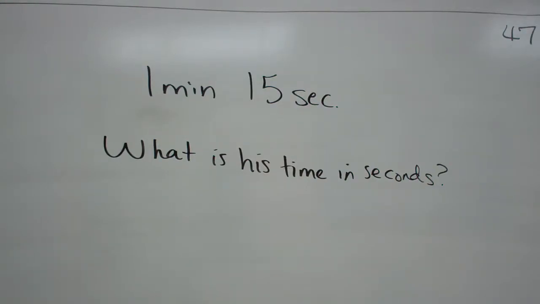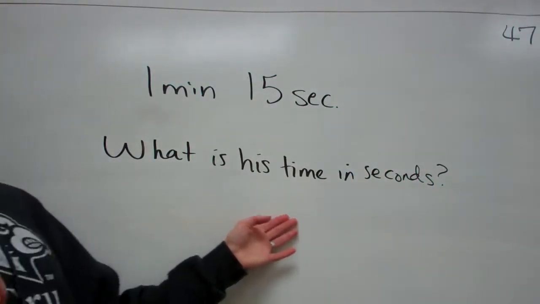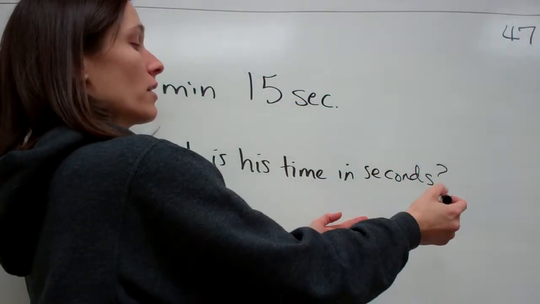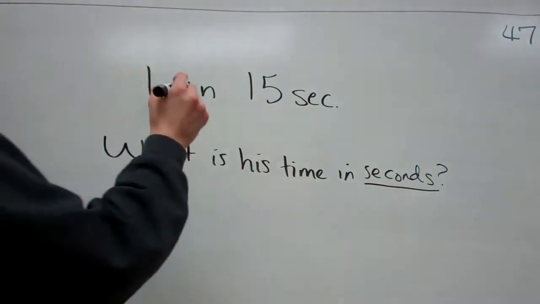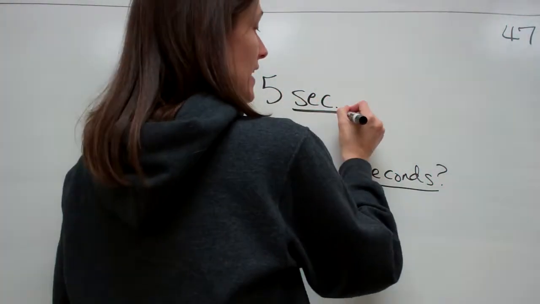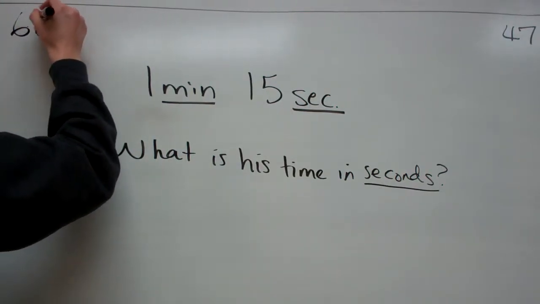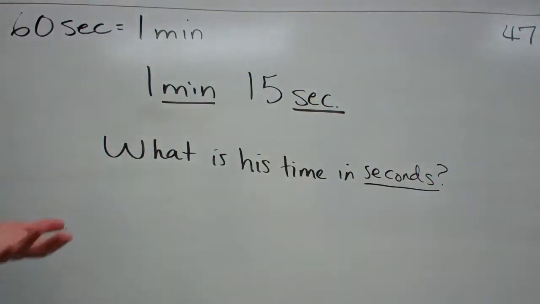Sarah Kate, what's something I need to understand in this? It's asking me how many seconds. And what do I have up here? 1 minute and 15 seconds. Minutes and seconds. So we need to convert minutes to seconds. How many seconds are there in a minute? 60. So 60 seconds equals 1 minute, and this one happens to be just 1 minute, so we can quickly convert it.